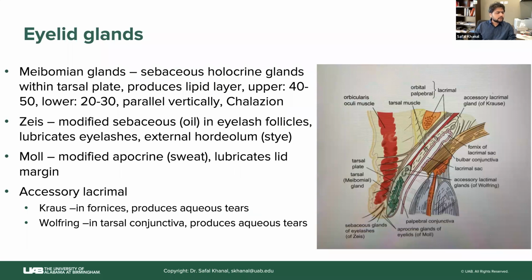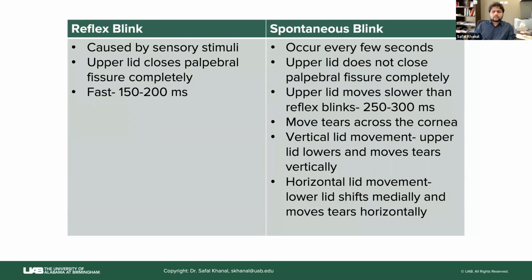Here's a question in the chat box. Are both blinks done by cranial nerve 7? Well, your spontaneous blink and reflex blink, remember the closure of the eyelid is from the orbicularis oculi muscle. So these are innervated by cranial nerve 7. So these blinks are normally governed by cranial nerve 7.